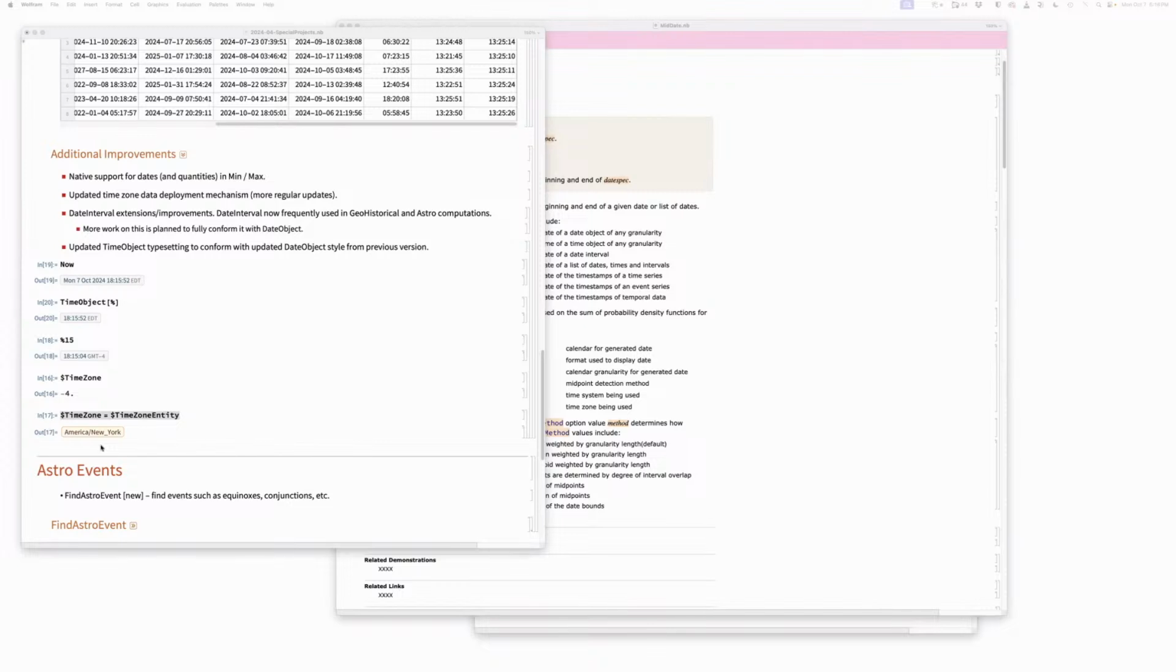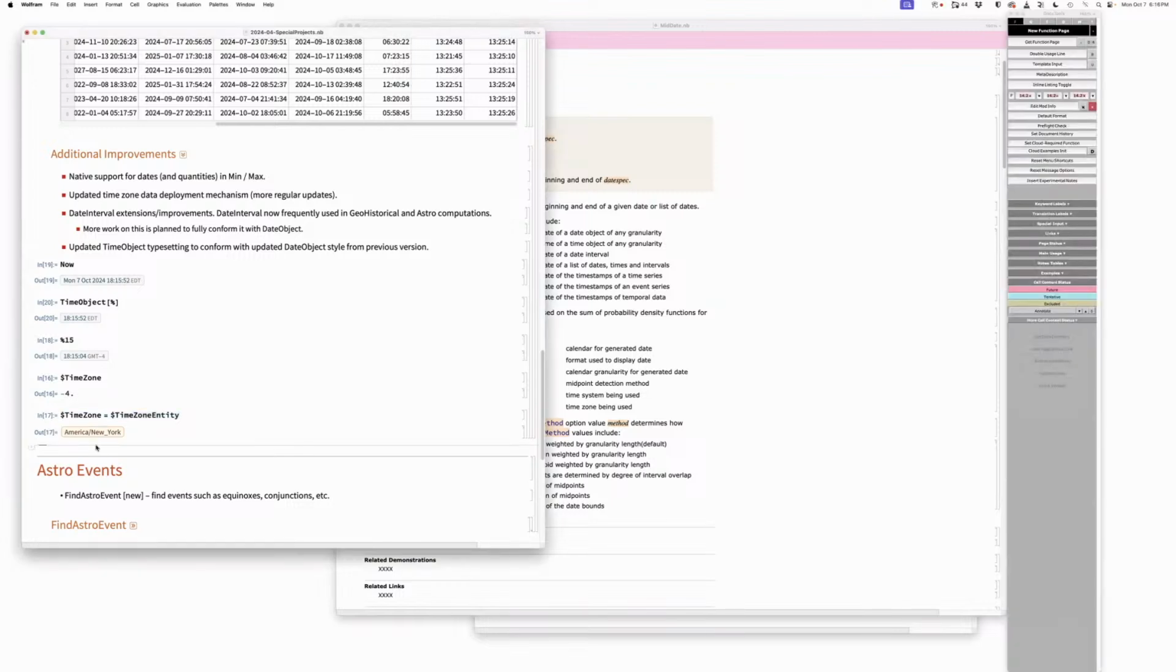So there's two hard-coded time zones. There's $TimeZoneEntity and there's $SystemTimeZone. They're both read from the operating system. One is an offset from GMT that's just a number, and one is a time zone entity, which is a time zone ID. $TimeZone has always tracked what $SystemTimeZone is, historically. We should probably change that.